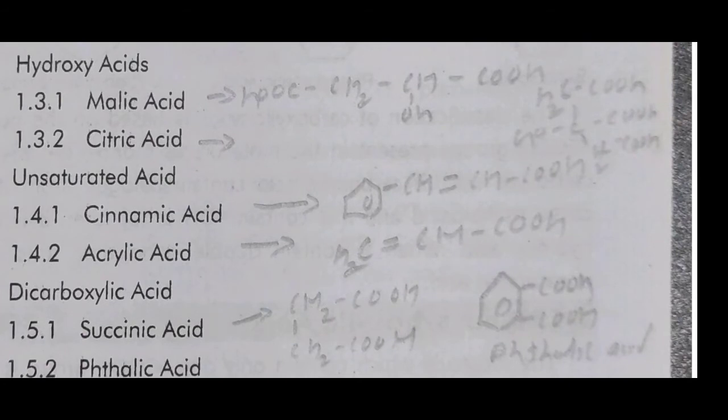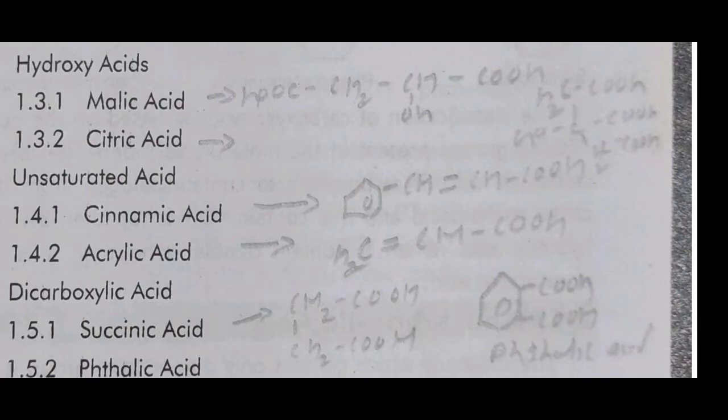Then next is the unsaturated acid. Unsaturated means a carbon-carbon double bond in the structure. Where a COOH group is present along with a carbon-carbon double bond, those acids are called unsaturated acids. The examples of unsaturated acids are cinnamic acid and acrylic acid. Cinnamic acid is a benzene ring containing CH=CH-COOH; it is an aromatic acid. Then acrylic acid.